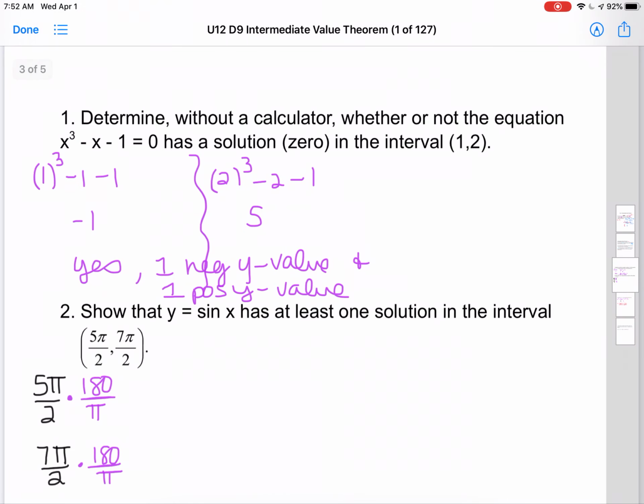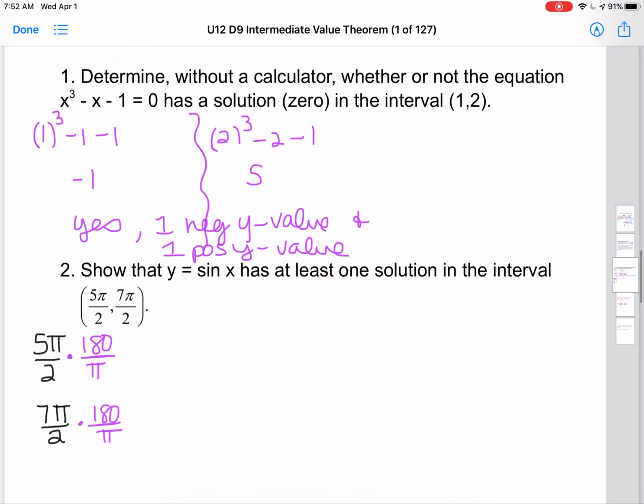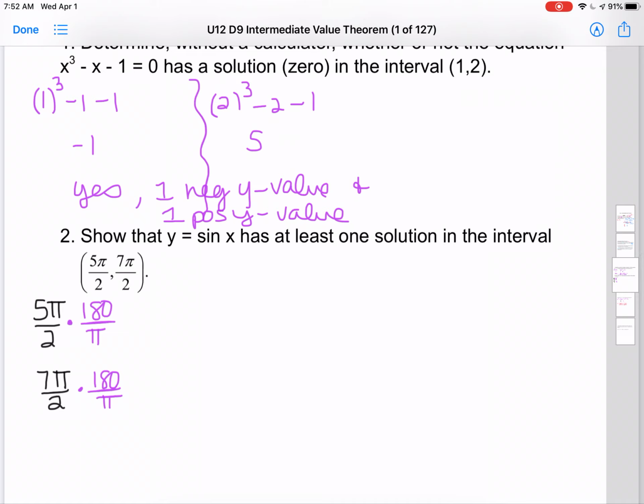Okay, so you're just showing it. You just show your work by showing me you get one positive, one negative. All right, next one I want to show you is with a sine function. We could do the same thing. It says show that y equals sine x has at least one solution in this interval. Now we know the basic sine wave, right? It does cross over the x-axis, but they want us to look in this interval.